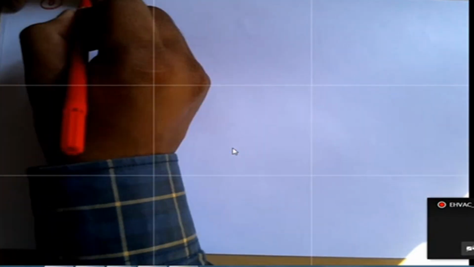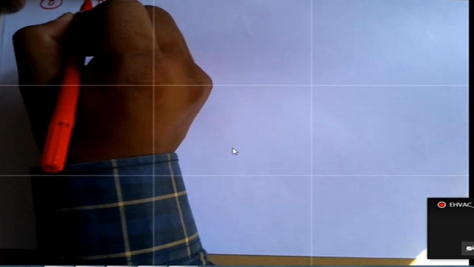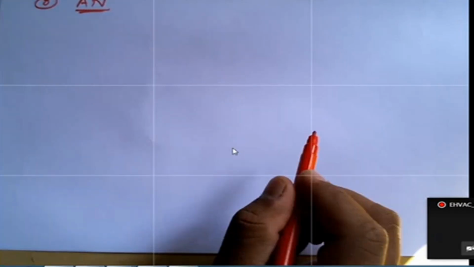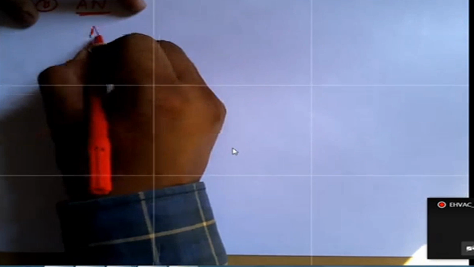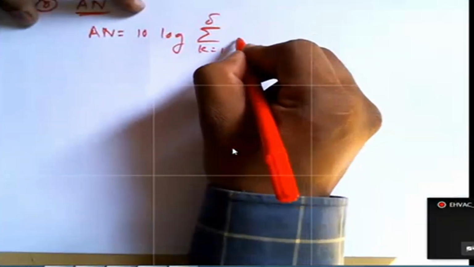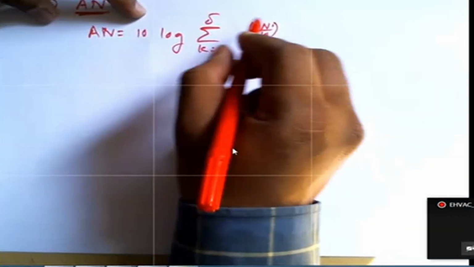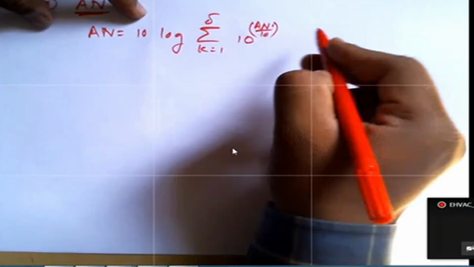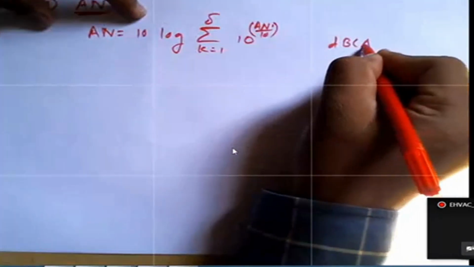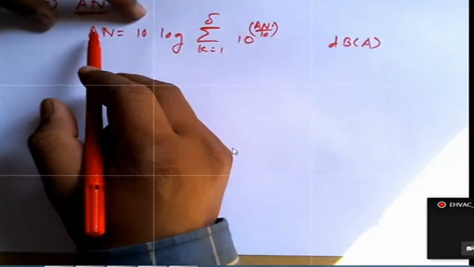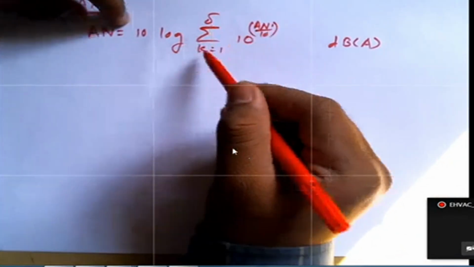The next factor is nothing but audible noise, and you know how to calculate audible noise. The audible noise is equal to 10 log summation of k is equal to 1 to delta, 10 raised to an upon 10. This formula is already studied. This is nothing but the summation: if there are a number of components generating audible noise, the total audible noise is the summation of all the components.